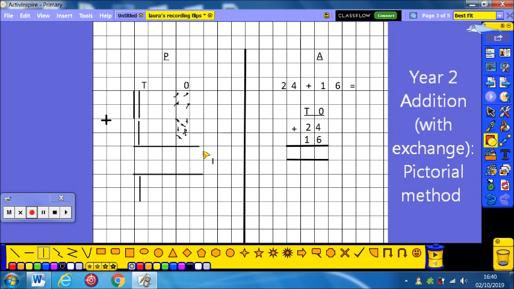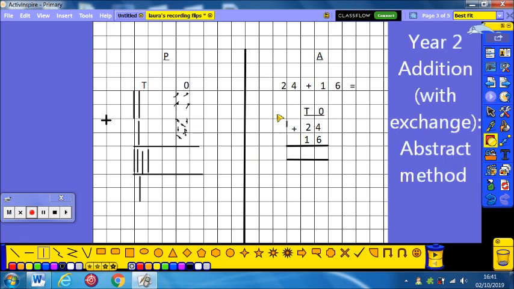Next, we're going to add up the tens. There are 3 tens. 1, 2, 3. But there is also a 10 underneath that we exchanged, so therefore there are 4 tens altogether, and we're going to draw them in the equal sign. 1, 2, 3, 4. And as we exchanged the ones for a 10, there are no ones. So altogether there are 40.